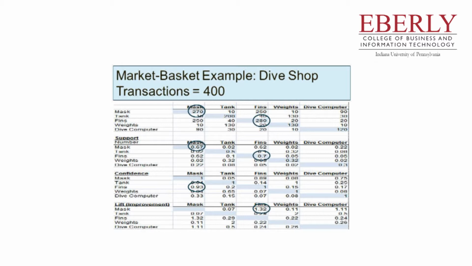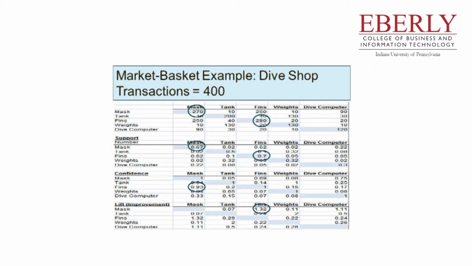Reflect the meaning of this confidence value. The likelihood of someone walking in the door and buying fins is 250 by 400 or 0.625, but the likelihood of someone buying fins given that he or she bought a mask is 0.925. Thus, all sales personnel should be trained to try to sell fins to anyone buying a mask.